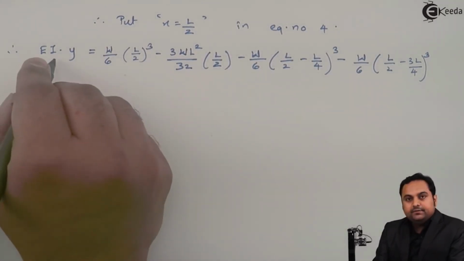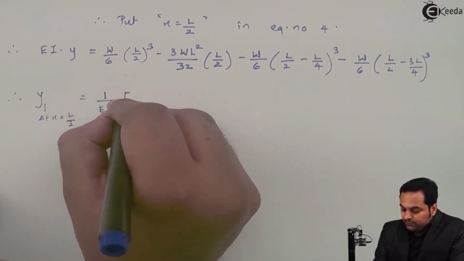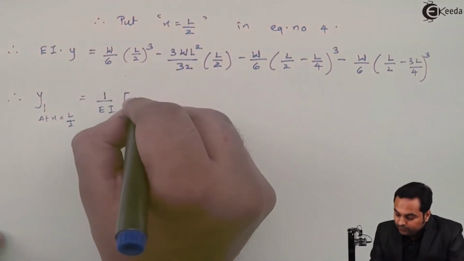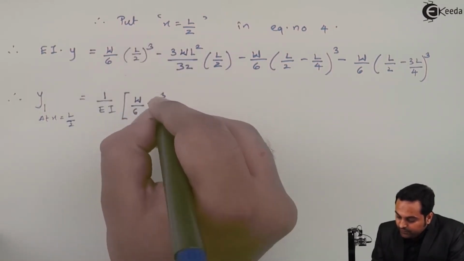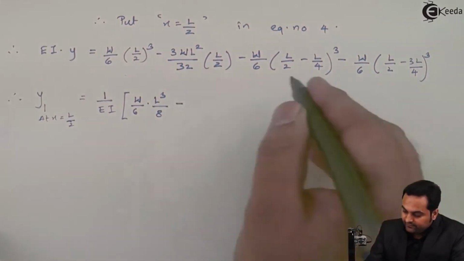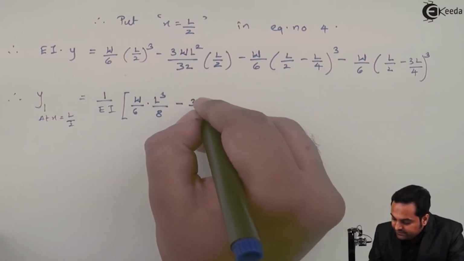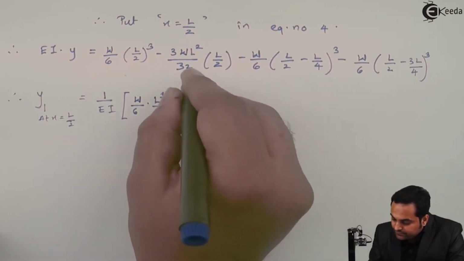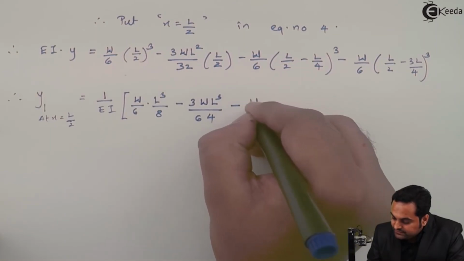Shifting EI, here it is getting multiplied, so if I shift it to the right hand side, it becomes divided. So 1 upon EI into the bracket. Here I will be having W by 6 as it is. This will be L cube upon 8 minus, this term will be 3 WL cube upon 32 into 2, that is 64, minus W by 6.